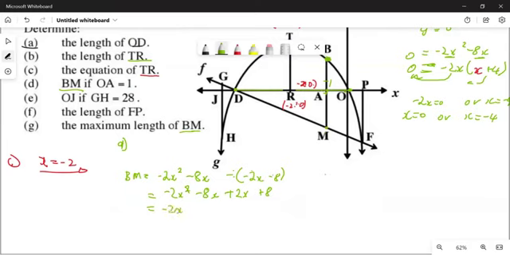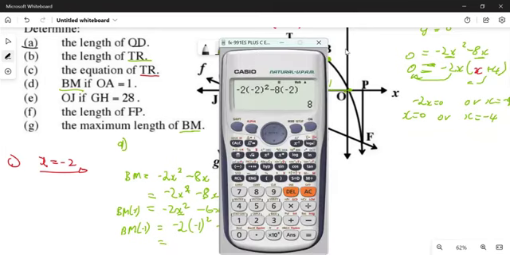If we simplify this a little bit further, -2x squared hasn't changed. And then this one and this one are going to give us -6x. And then we get plus 8. Okay, but now we know what x is. So this is BM in terms of x, and we know x is -1. So we'll substitute everywhere we see x: -1 whole squared, -6 multiplied by -1, plus 8. And if you type this, you're going to get exactly the same answer, exactly the way you were doing it.